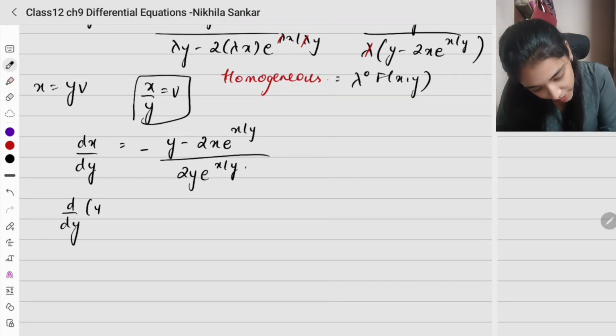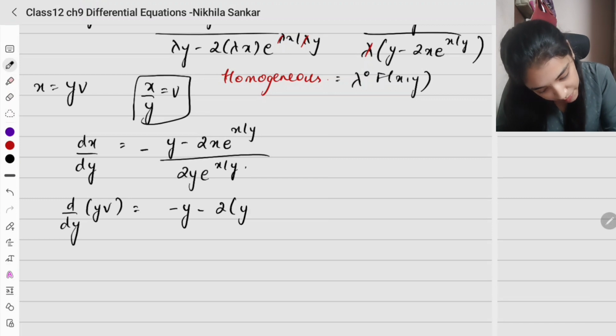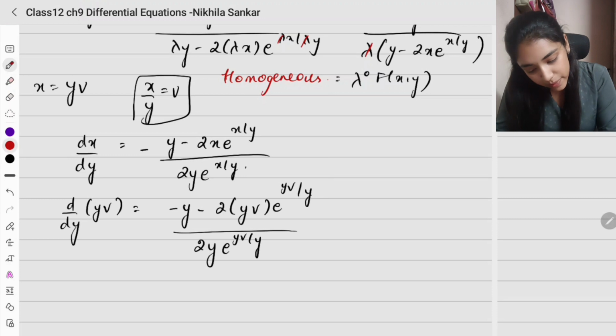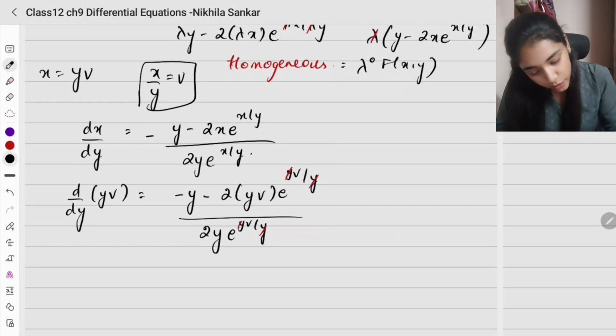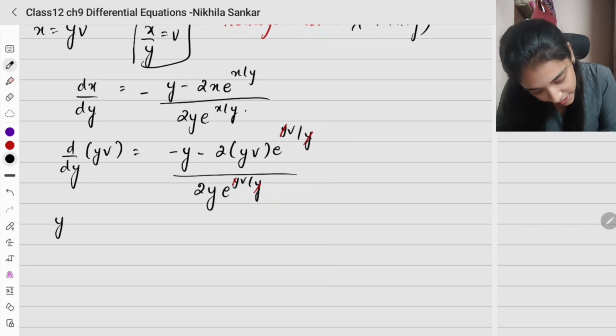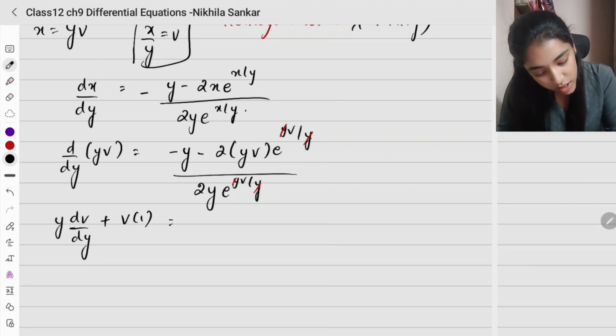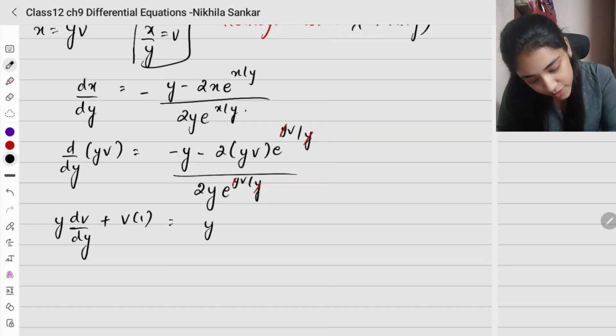So d by dy times yv equals minus y minus 2 times yv e to the yv divided by y, the whole divided by 2y e to the yv divided by y. Now all of this will cancel. y and the y get cancelled, and y and the y get cancelled in the exponent. Now next step: y times dv by dy plus v times 1. Whether we put the 1 or not, it is the same. Can we take y common here? So this minus is common. Put a common minus.